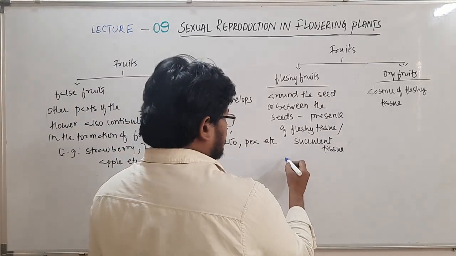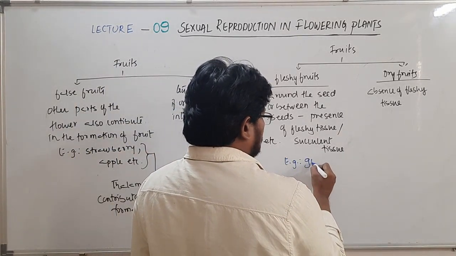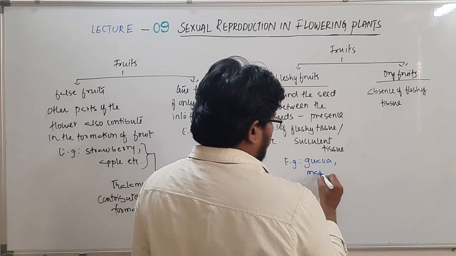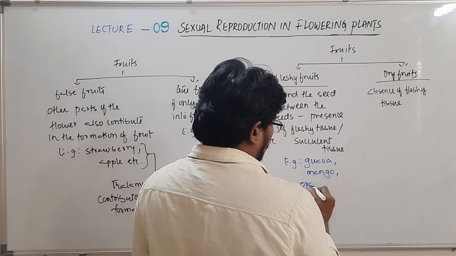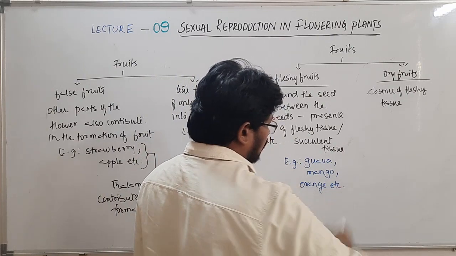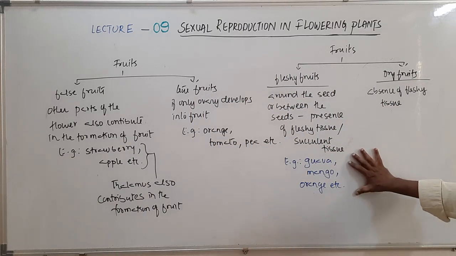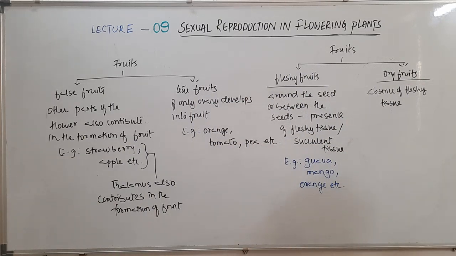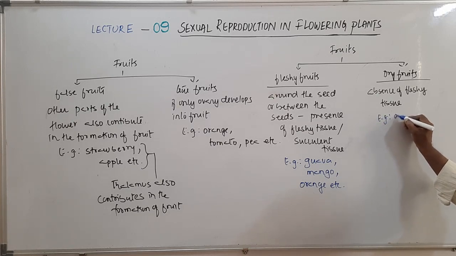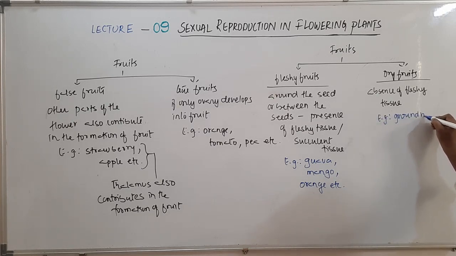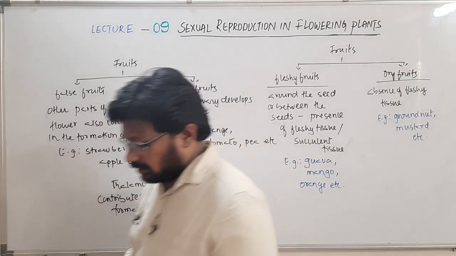So here let's see a few examples of fleshy fruits and dry fruits. In this case, guava, mango, orange, etc. are all the ones that have pulp, and they are called fleshy fruits. And you don't find any such fleshy tissue in the case of groundnut, in the case of mustard, etc. So these are some examples of dry fruits.